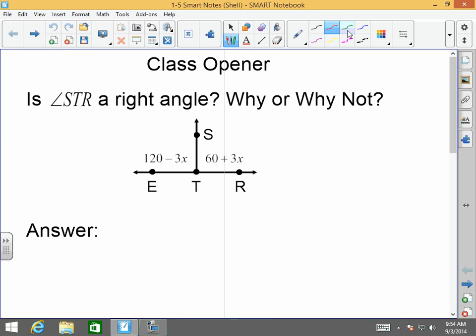Today we're going to start a little class opener, make sure that concepts are coming together. First question here: is angle STR a right angle? How am I going to figure this out? Why or why not? What do you guys think? What's going on here? What do we know for sure? What can we assume?